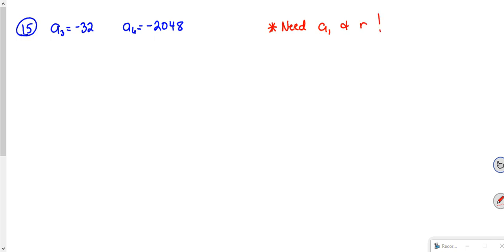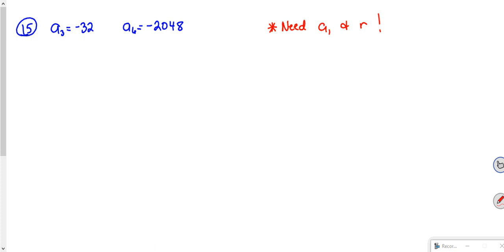So on number 15, what they gave us was a sub 3 is negative 32, and a sub 6 was negative 2048. Now, I don't know about you guys, but I probably can't just look at that and see what's going on. Because again, in order to find the rule, we need a sub 1 and r. Well, we don't have either one of those two things.